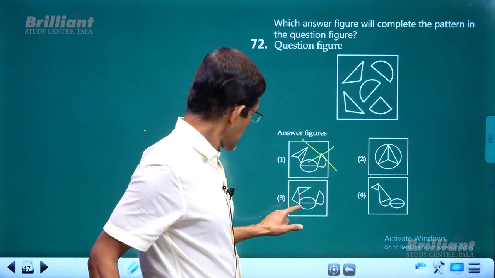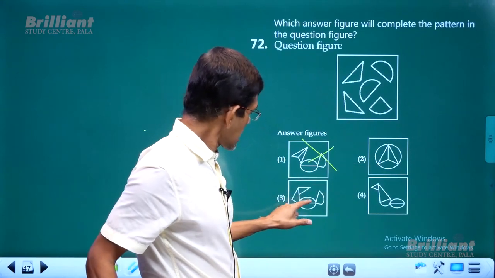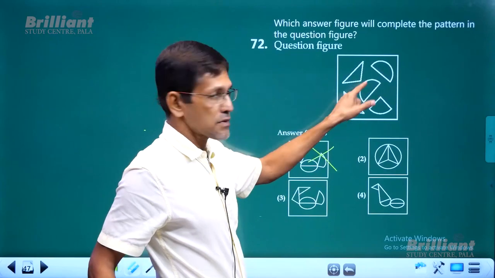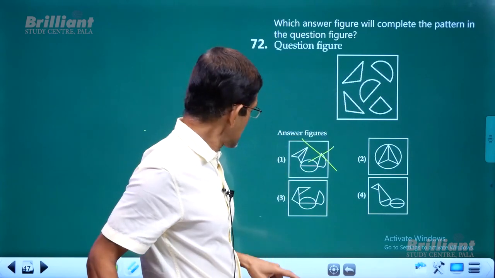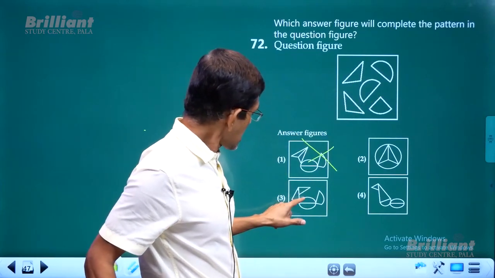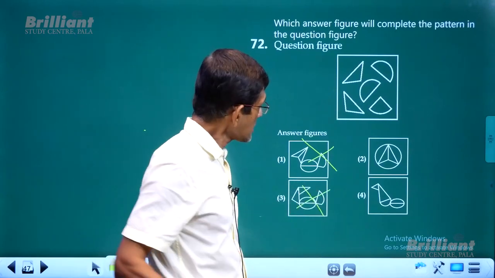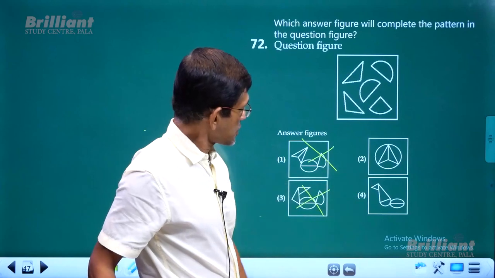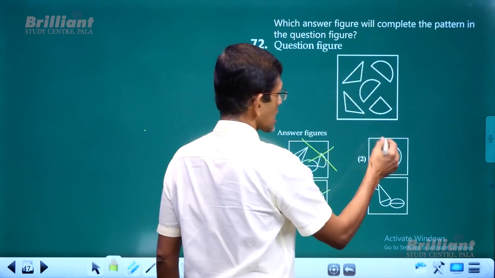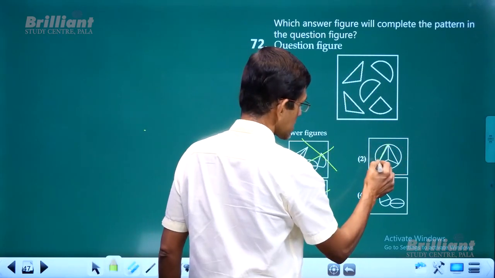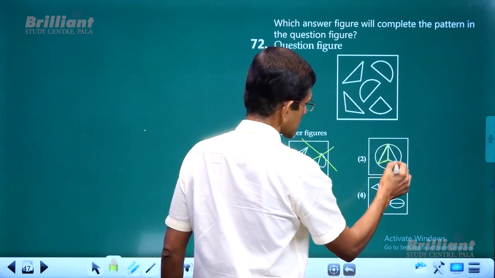Second one here, look at the third one. The circle is perfectly all right. You get it from two half circles. And how about these triangles? It doesn't look exactly the same. And how about these two? Answer choice two. Well, these two triangles are here. Fine, triangles are here.